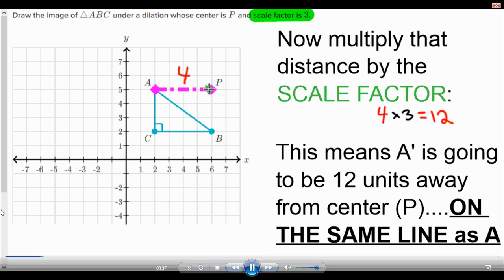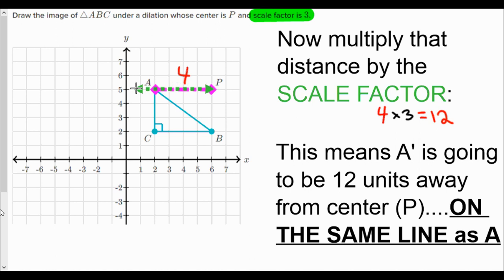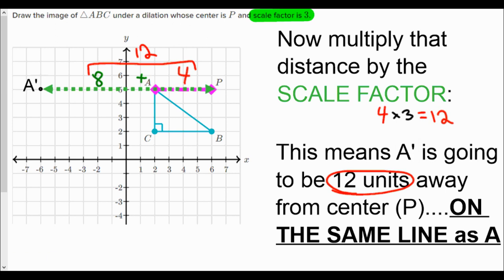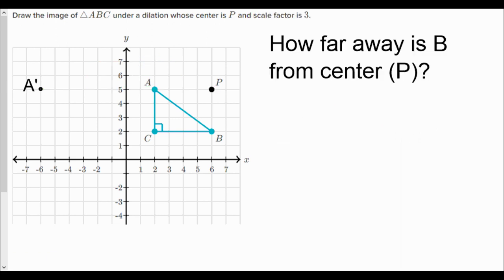So there it is, there's center P, and we know that it's going to be on the same line as A, and it's going to shoot out in the same direction. Since A is to the left of P, A prime is going to be to the left of P, and it's going to be a distance of 12 away. But not 12 from A, it's going to be 12 from center P. So since we've already got a distance of 4 here, we're going to tack on another 8 units onto it to plot out A prime. And that's what we're going to do with this.